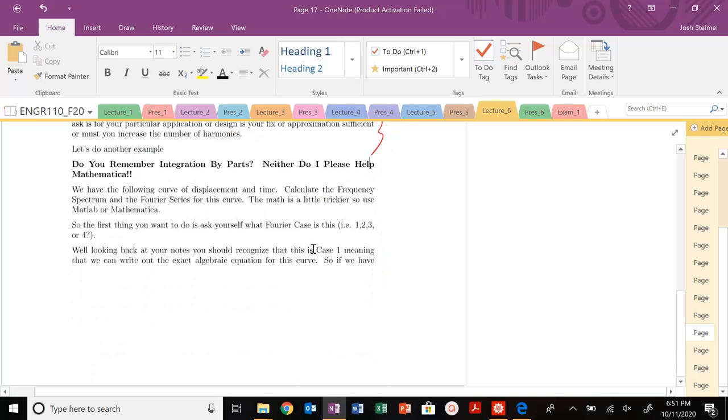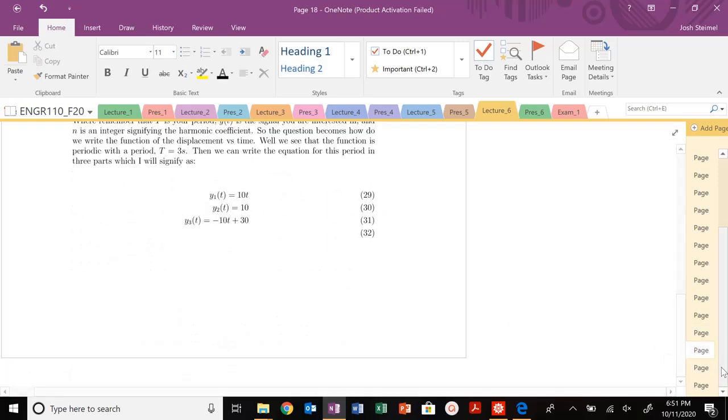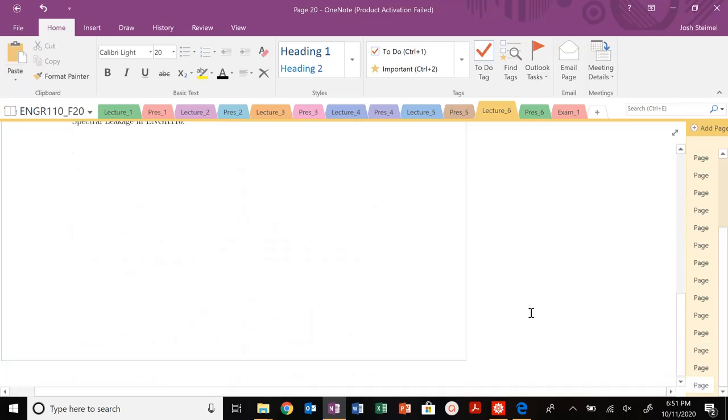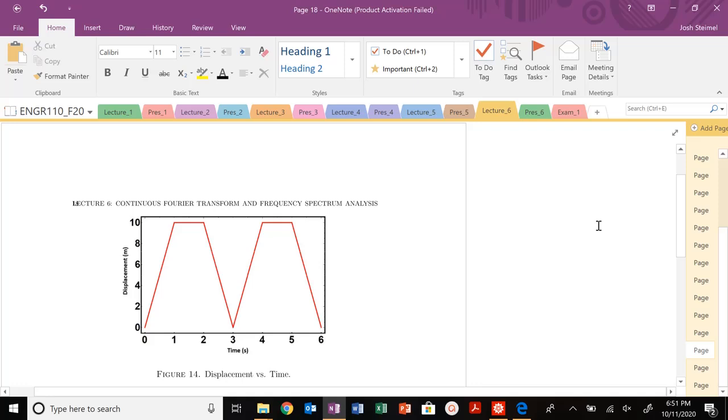So next time, we'll do another example, integration by parts. Luckily, we have Mathematica available, so we don't have to remember that math, but it's always helpful to do so anyways. And that's going to be it for continuous Fourier transforms. And we're going to move on to discrete Fourier transforms next.